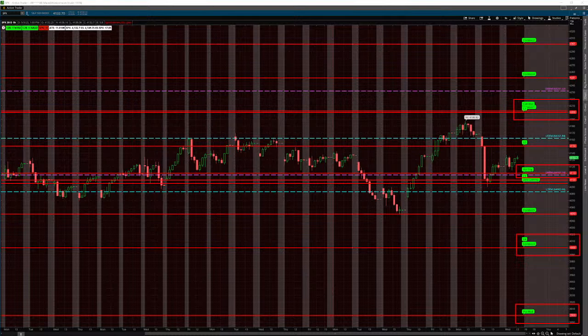I'm also showing the daily expected move. There's the lower bound and the upper bound of the daily expected move for SPX. That's the dash blue line. The dash purple line is showing the range of the weekly expected move. And these are based on the options market.